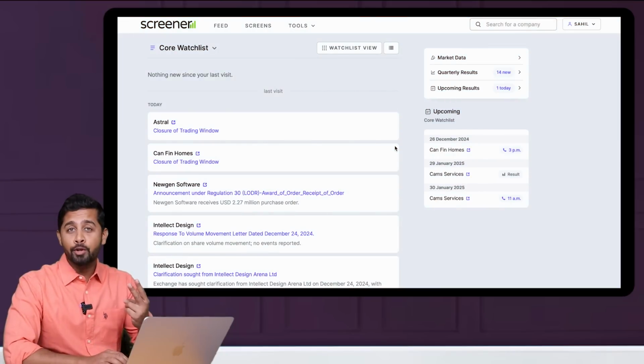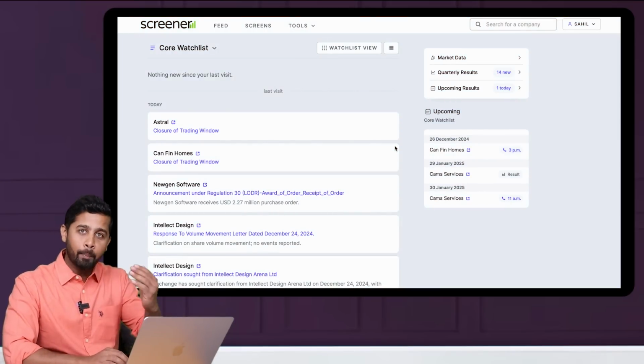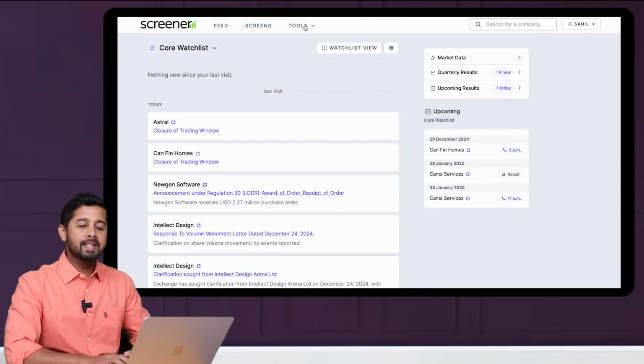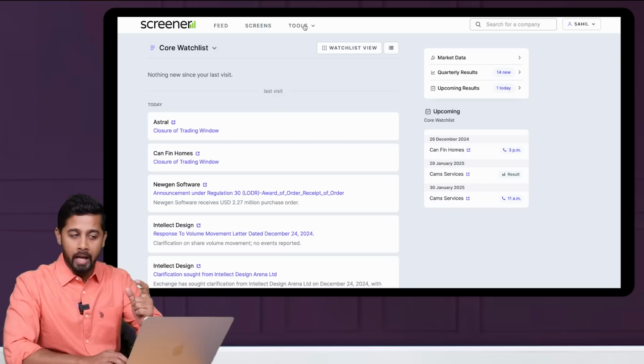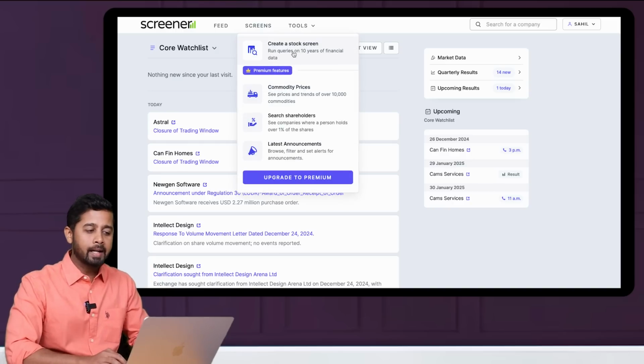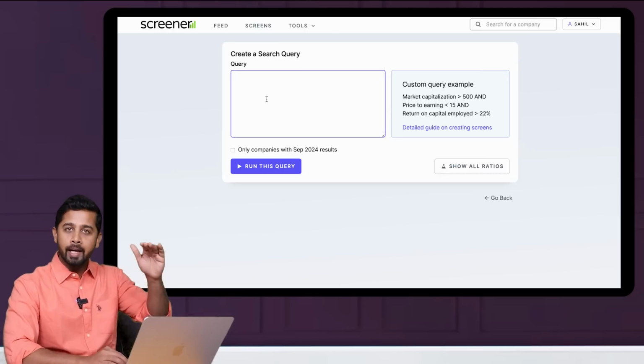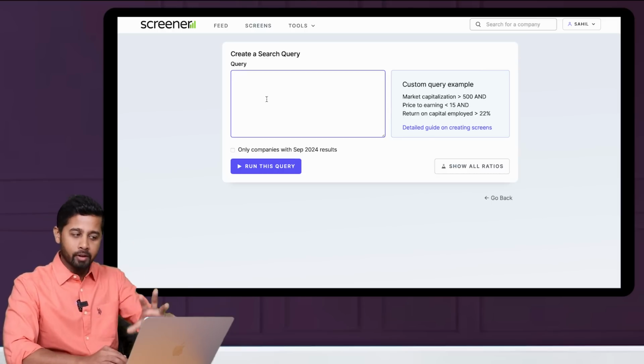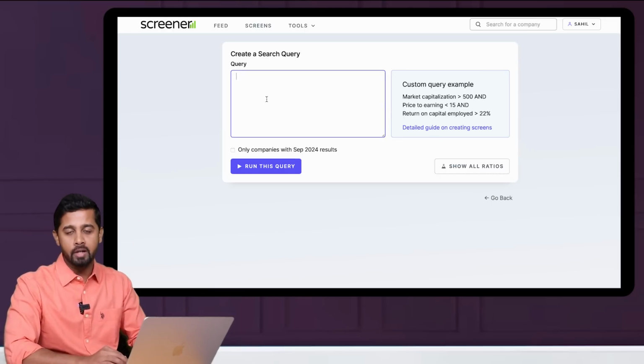So there are 2 ways you can use the Screener website to identify potential multi-bagger stock ideas. First is you create your own customized query, and for that you click on Tools and then click on Create a Stock Screen. Here you can write your query, and based on that query, Screener will filter out the stocks. The question is, what query should you put? So there are certain criteria that you need to look for.